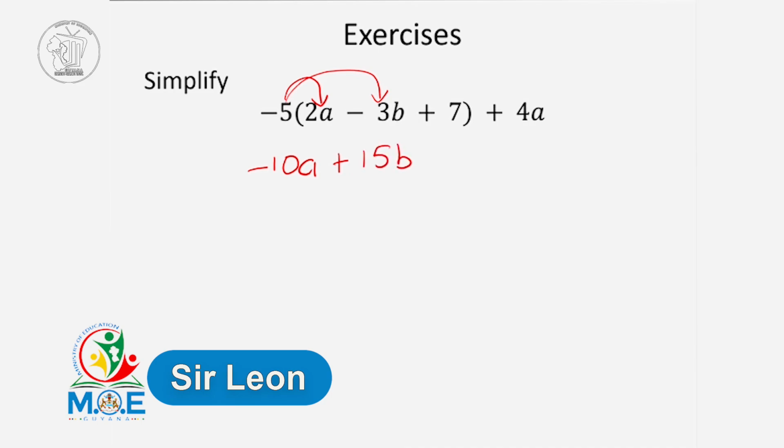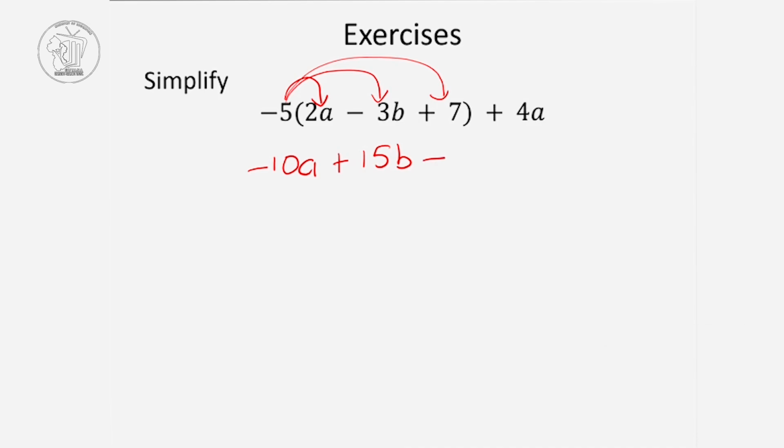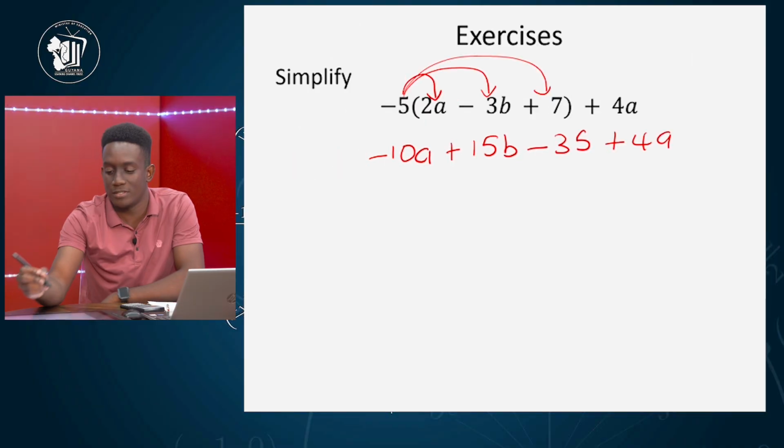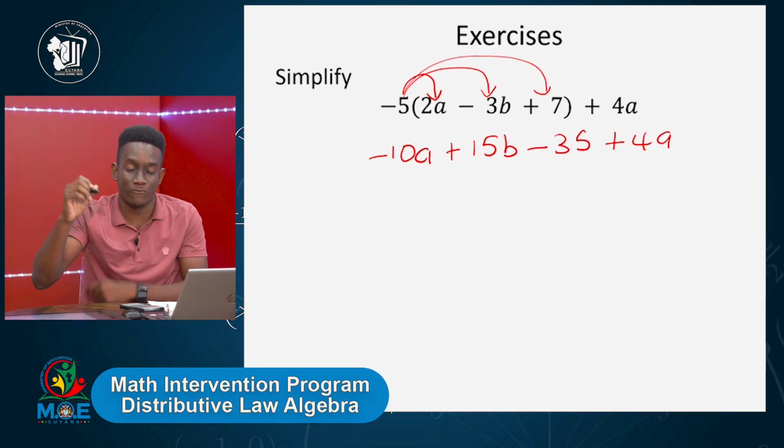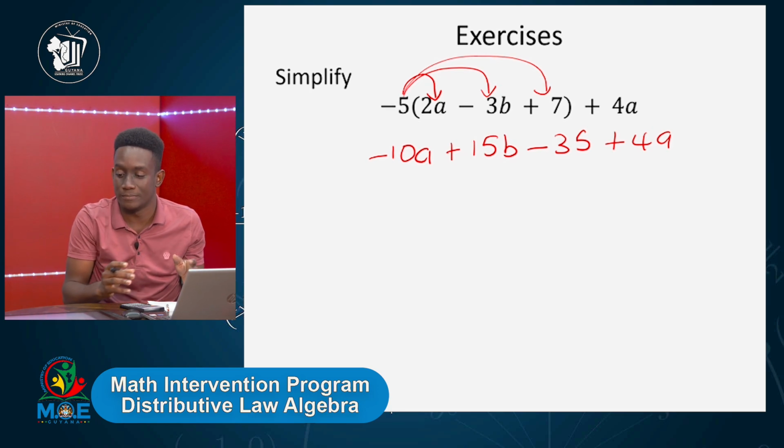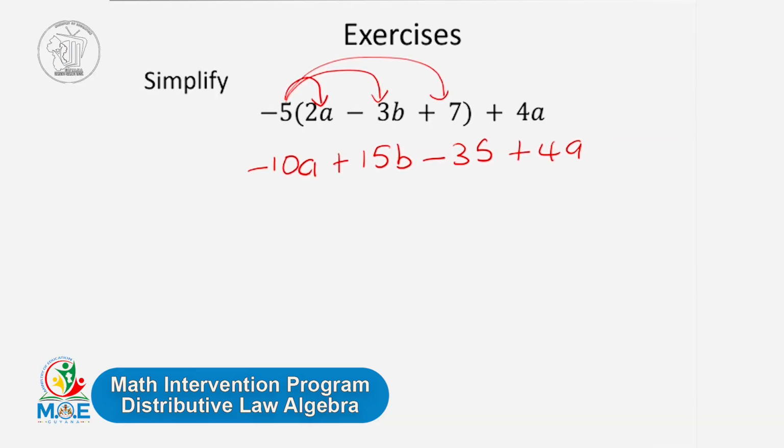Then we have negative 5 multiplied by positive 7. So a negative times a positive would give me a negative. 5 times 7 would be 35. And now we put back the plus 4a. We cannot distribute the negative 5 to the 4a because the plus 4a is not in the bracket. So now we do the best thing, which is to simplify. So you put all the like terms together. So we have the a and the 10a, the negative 10a and the 4a.